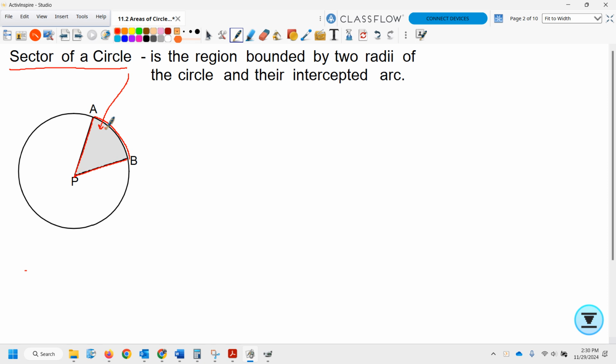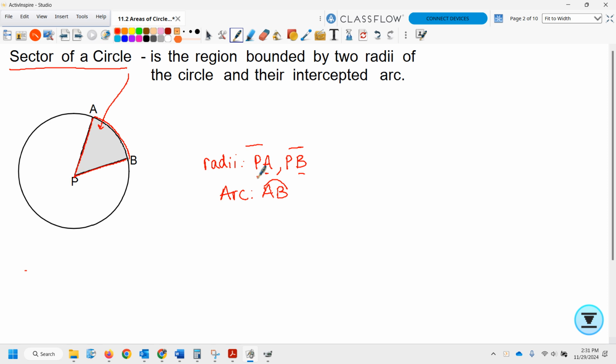The radii are PA and PB, and the arc is AB. Just to explain that, this is the radius, this is the radius, and that's the intercepted arc. If you can see the last letters, A, B, that's where it intercepts, because P is the center. This is circle P.